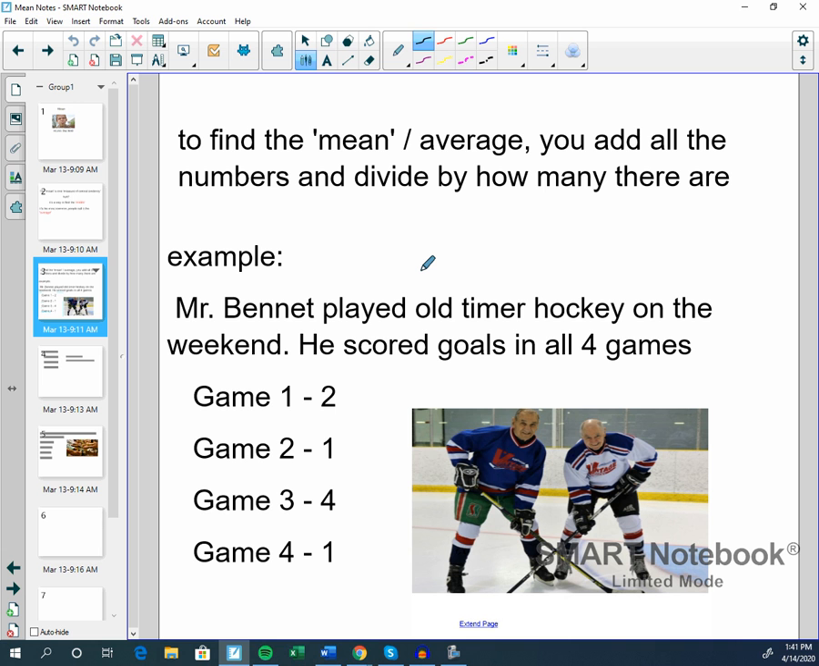So here's an example. Mr. Bennett played old-timer hockey on the weekend. That's not true. I haven't played hockey in a long time. And neither one of those gentlemen are me. He scored goals in all 4 games. Of course I did. I'm awesome.